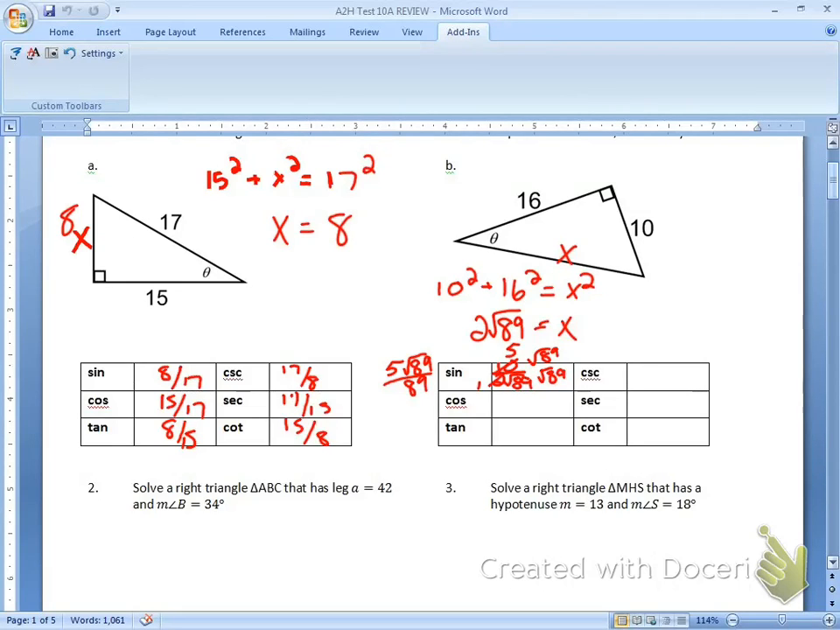Cosine is very similar. It's going to simplify to be 8 root 89 over 89. And the tangent is going to simplify to be 5 over 8. You're going to do the reciprocal of each of these. So cosecant is going to be the square root of 89 over 5. Secant is the square root of 89 over 8, and the cotangent is 8 over 5.